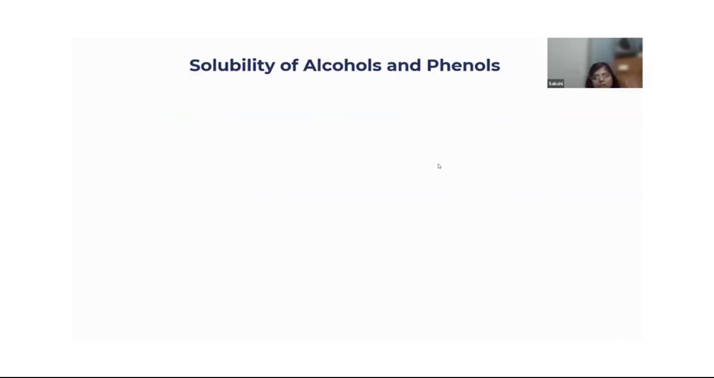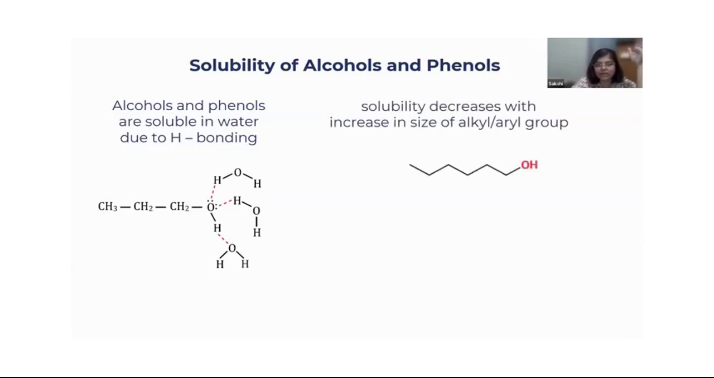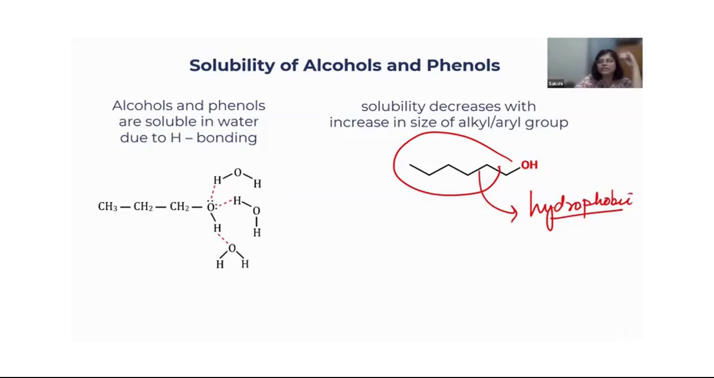Now what about solubility? Now you can guess solubility will be high because of hydrogen bonding, right? Polarity is more. So alcohols and phenols are soluble in water due to hydrogen bonding. Again, you can see here, right? And see, if the chain is larger, the solubility decreases. Why? Because this chain is hydrophobic in nature. What is the meaning of the term hydrophobic? The meaning of the term hydrophobic is something that does not like water, repelling water. It hates water. So basically this chain is made up of purely carbon and hydrogen, which are non-polar compounds. So solubility decreases, right?